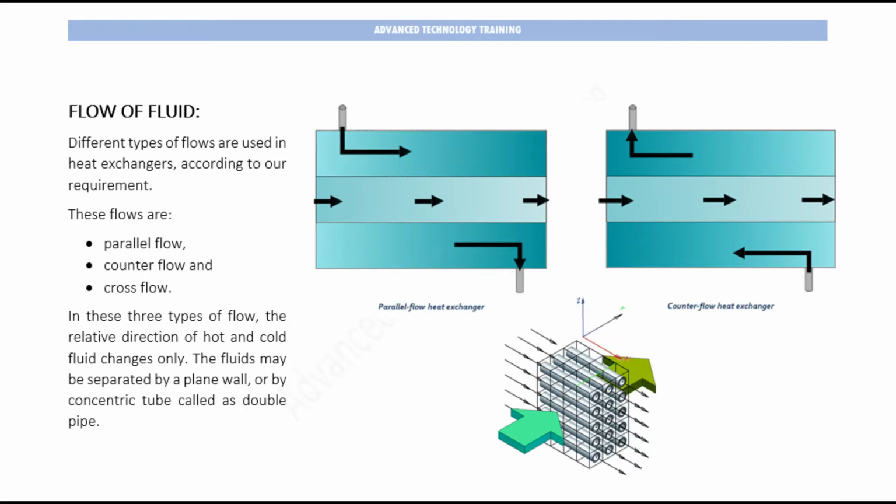Different types of flows are used in heat exchangers, according to our requirement. These flows are parallel flow, counterflow, cross flow. In these three types of flow, the relative direction of hot and cold fluid changes only. The fluids may be separated by a plain wall, or by concentric tube called as double pipe.